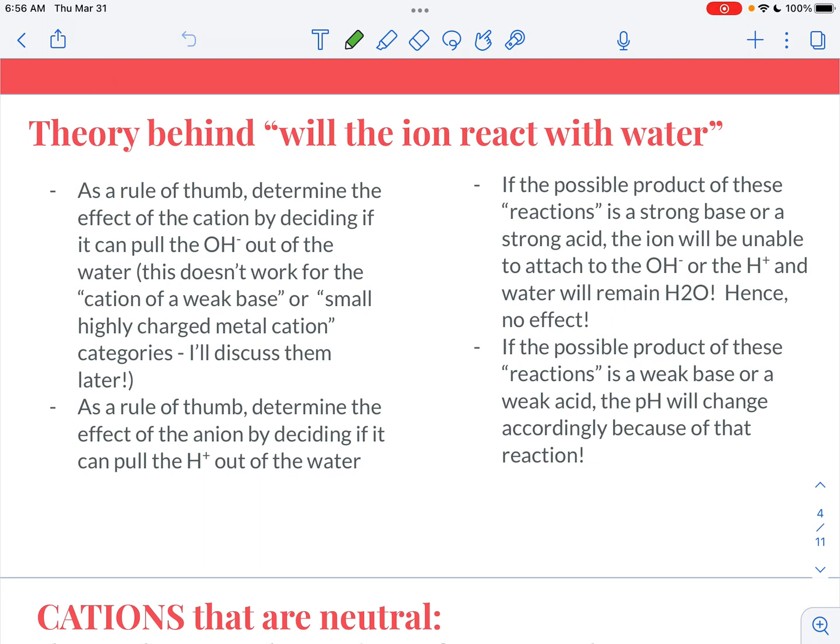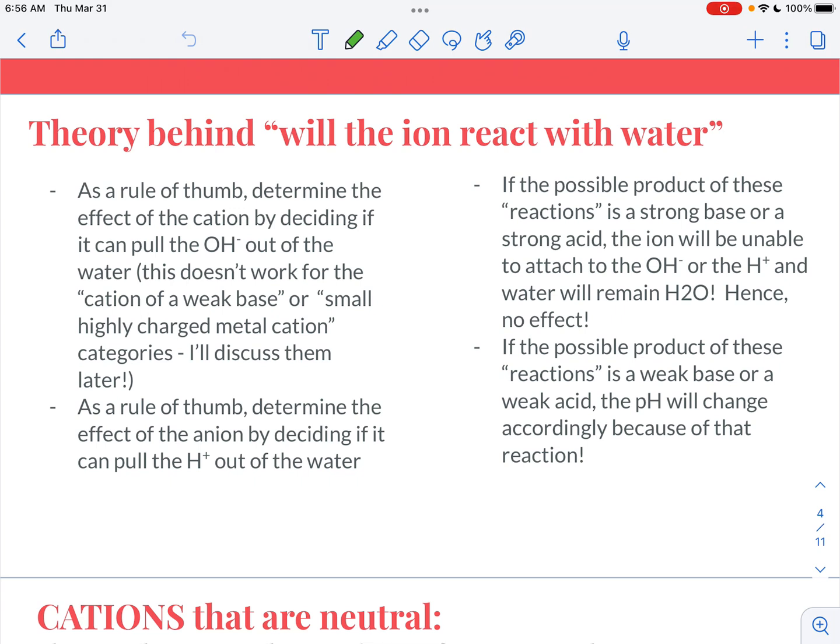And then you have to start to recognize that if the possible product of the reaction, when that is attached to the portion of the water, is a strong base or a strong acid, then it's going to be 100% soluble and that reaction will not occur. So you have to kind of focus on, will a reaction occur between the cation and the water or the anion and the water? And if it will occur, then you have a change in pH from neutral. And if it won't occur, then water will pretty much remain water, and the hydrogen or the hydronium ion and the hydroxide ion will be formed only in equal proportions based on the Kw.